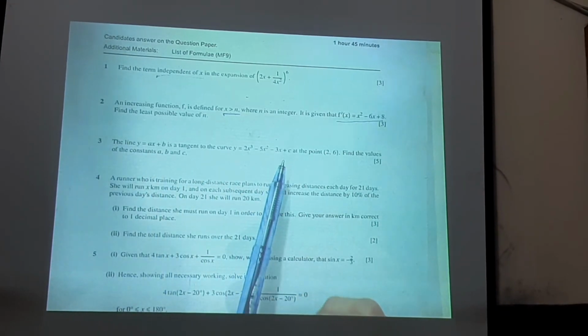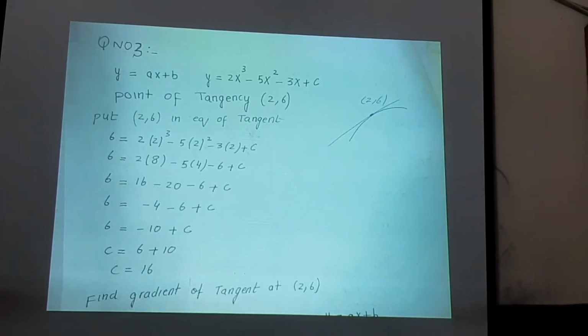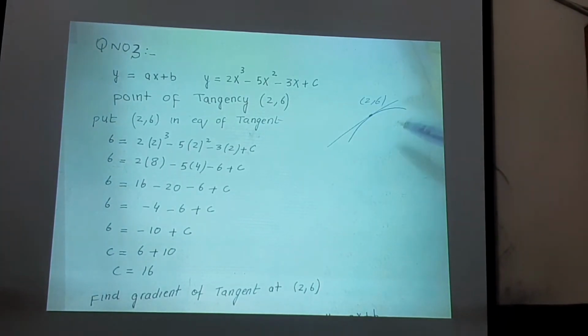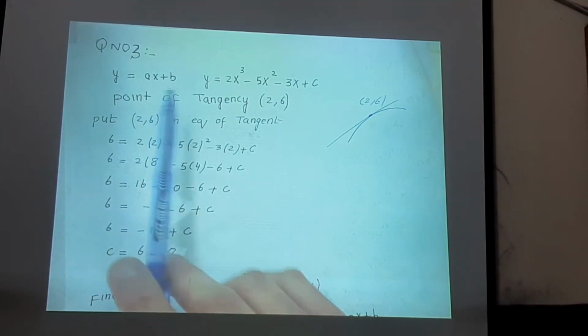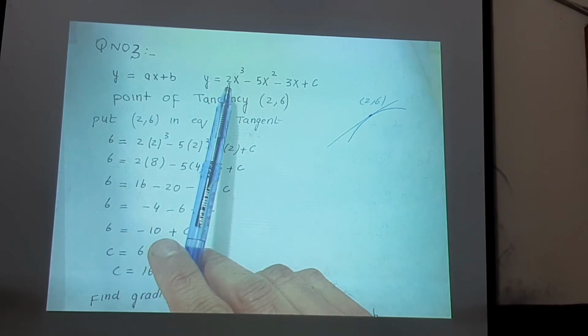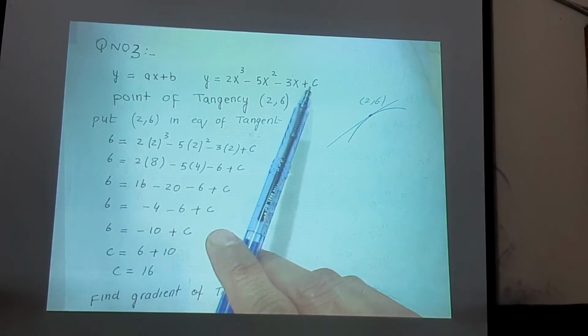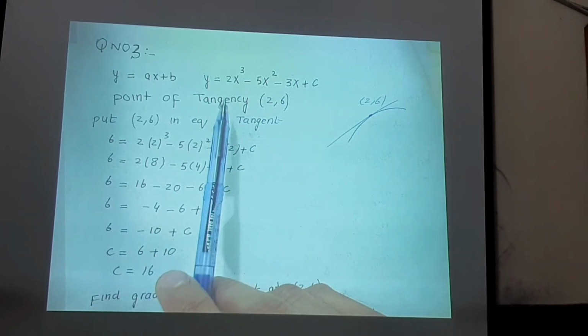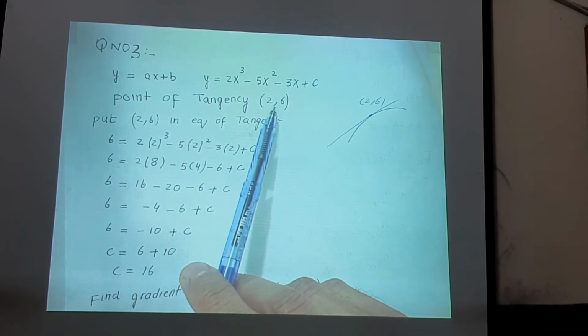So the line is tangent to the curve. This is my solution over here. Suppose this is your case: this is the line and this is your curve, and the line is tangent to the curve. The equation for the line is y is equal to ax plus b, and the equation for the curve is y is equal to 2x cube minus 5x square minus 3x plus c. The point of tangency, meaning the point at which the line is tangent to the curve, is (2, 6).